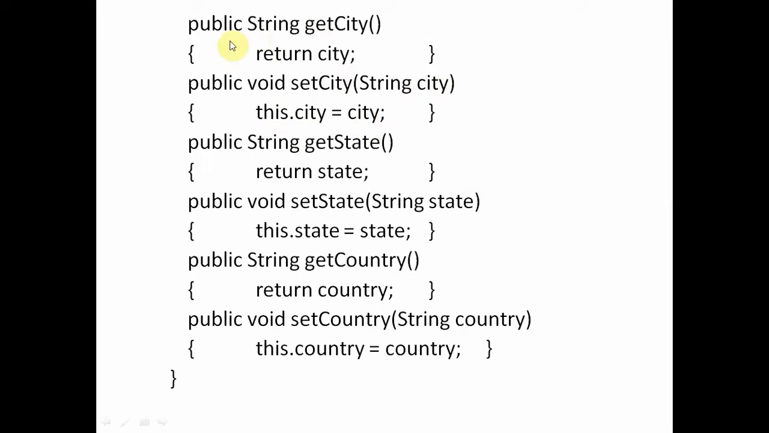And by this string function, public string getCity, we are returning city, and the return type is string. City is the string variable, and the return type of the function is also string type.